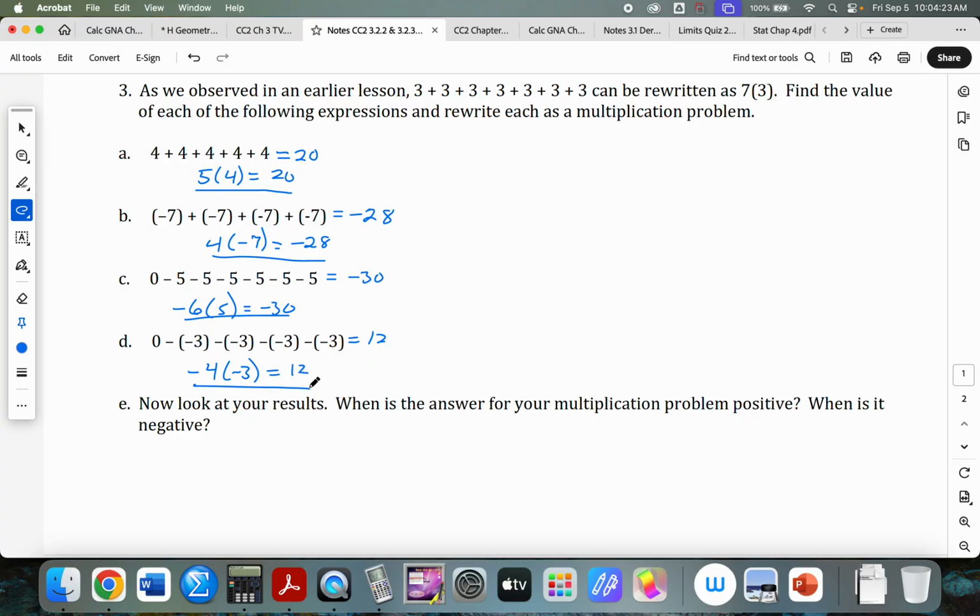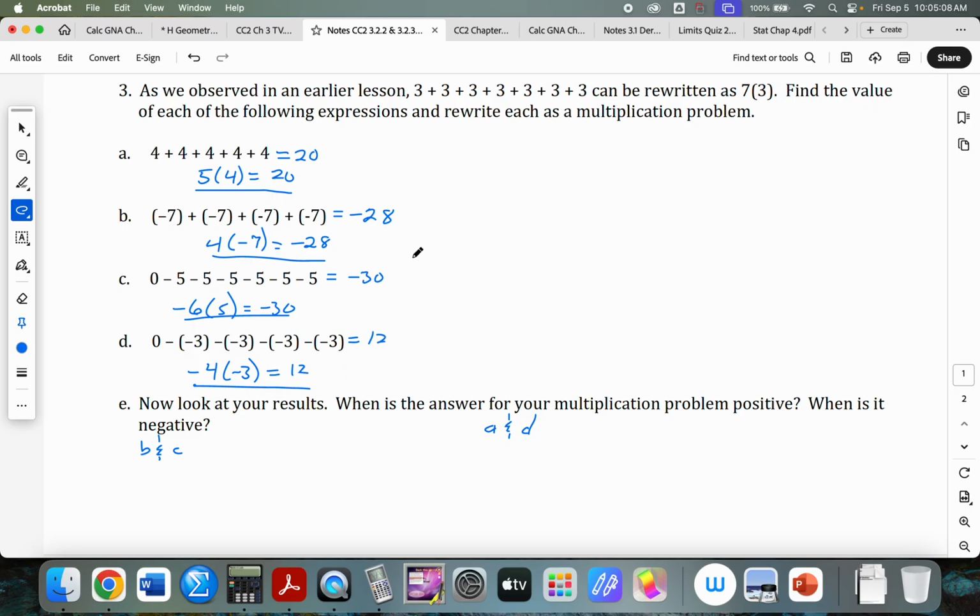in which cases were our answers positive? A and what? A and D? And when was it negative? B and C. How could you describe how A and D are alike? How are A and D alike?